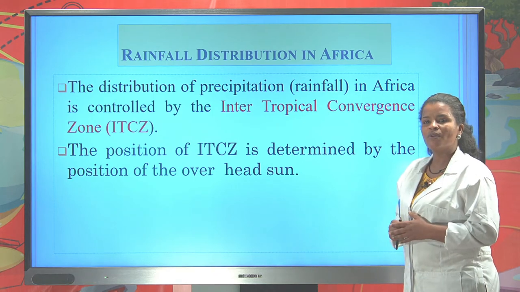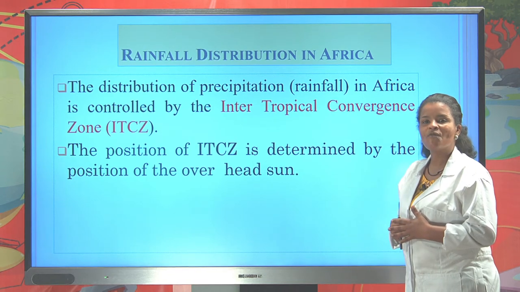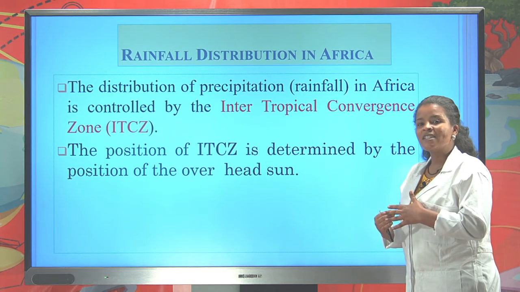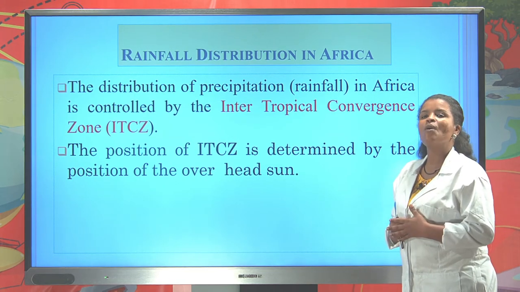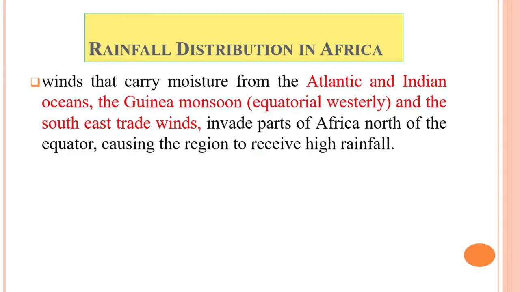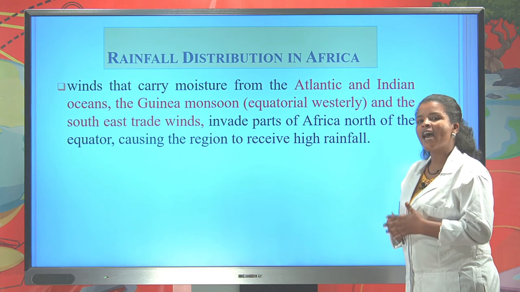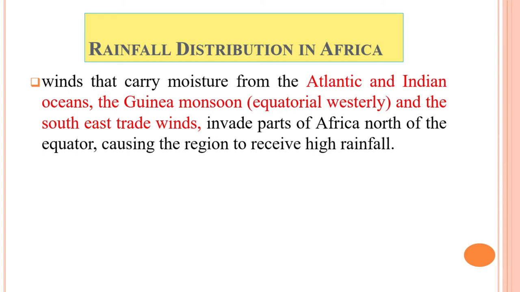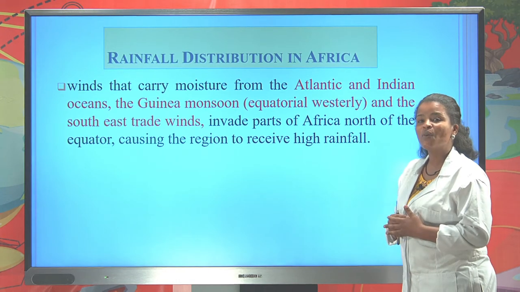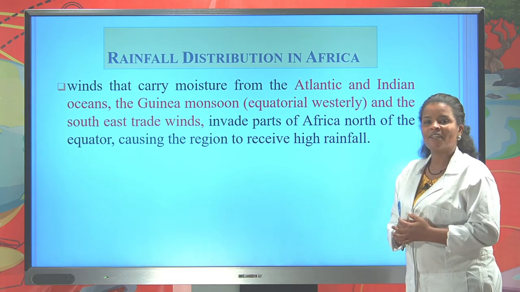The distribution of precipitation or rainfall in Africa is controlled by the intertropical convergence zone. The position of the ITCZ is determined by the position of the overhead sun. Wind that carries moisture from the Atlantic and the Indian Ocean, that is the Guinea monsoon or the equatorial westerlies, and the southeastern winds invade the part of Africa north of the equator, causing the region to receive high rainfall. In short, the Guinea monsoon wind and the southeastern trade wind give rainfall for most parts of Africa.